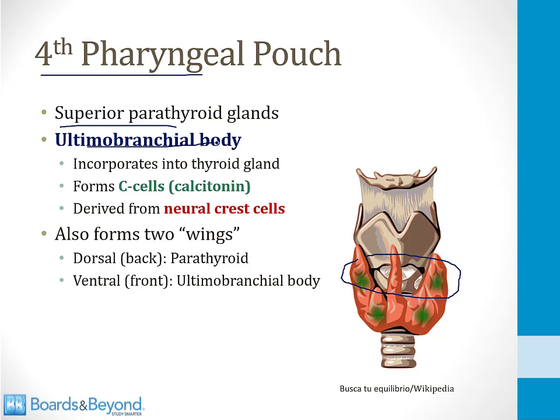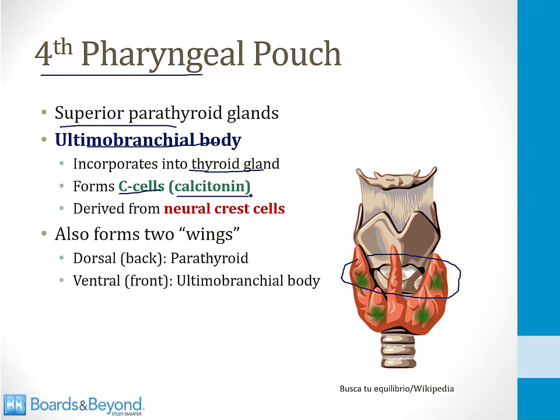ultimobronchial body. This structure gets its name because it is the last structure derived from the bronchial arches, hence the ultimobronchial body. And what this structure does is incorporate into the thyroid gland and form the C cells of the thyroid gland, which are the cells that secrete calcitonin. They're also called parafollicular cells.